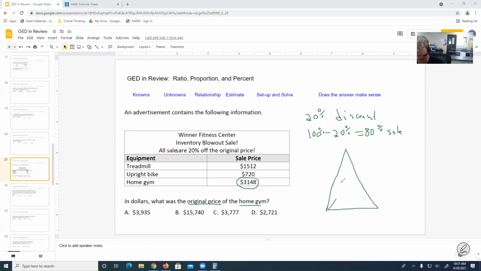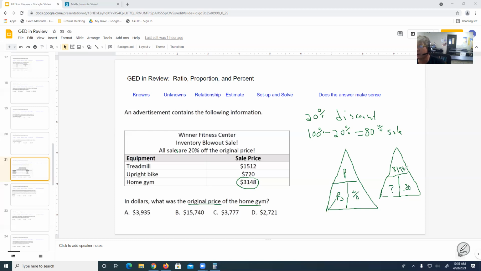So in my triangle model, what I pick up on then is, again, I have my part here, my base has got to go here, and my percent's got to go here. Remember, the base also stands for the original amount. So when I make my triangle, the 80%, 0.80, would go here. The sale price would go here, the 3,148. That's the part that I'm actually paying. We don't actually know the base amount or the original amount. That would be the unknown.